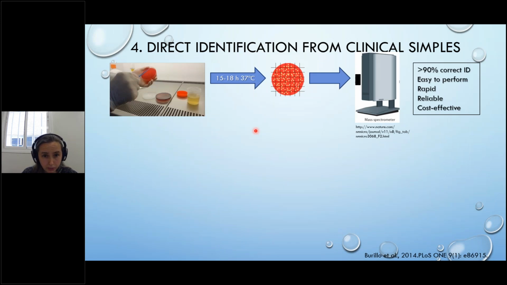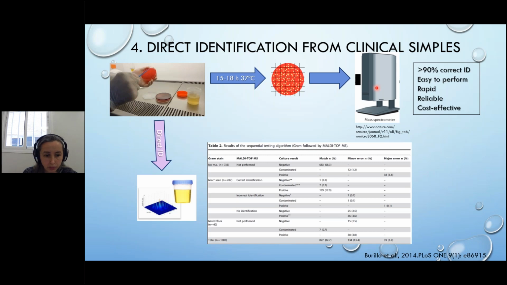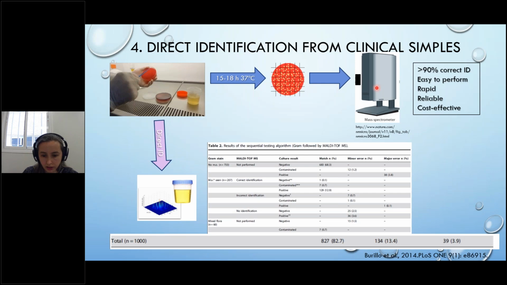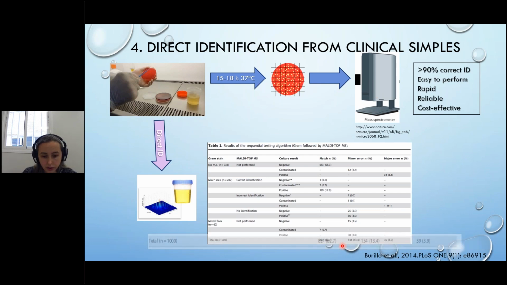Also from urine samples, there are different papers published. In this case, if you culture the urine overnight and you get the colony, the next day you can perform MALDI-TOF and get more than 90% correct identification. That is what we do, and I think this is practical. But anyway, different authors have published how MALDI-TOF performs from urine samples, and in most cases, as I show here, this paper from Burillo et al., 82% of samples were identified.